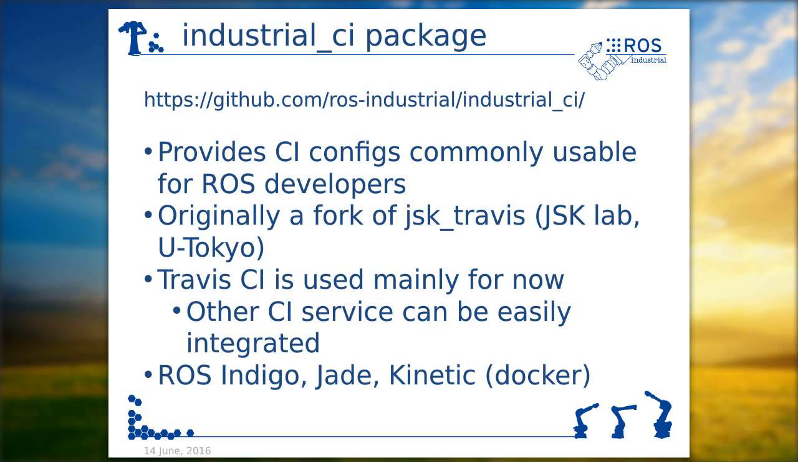I already mentioned the industrial CI package a number of times, so this is a link to the GitHub repository. What it does, again, is provide CI configs that can be commonly used for ROS packages. Actually, I didn't think of this idea to utilize the common configuration from many different ROS repositories. I originally found this idea at the so-called JSK Travis repository, which is made and maintained by JSK Robotics Lab at the University of Tokyo. Currently, industrial CI mainly uses Travis CI as a CI server.